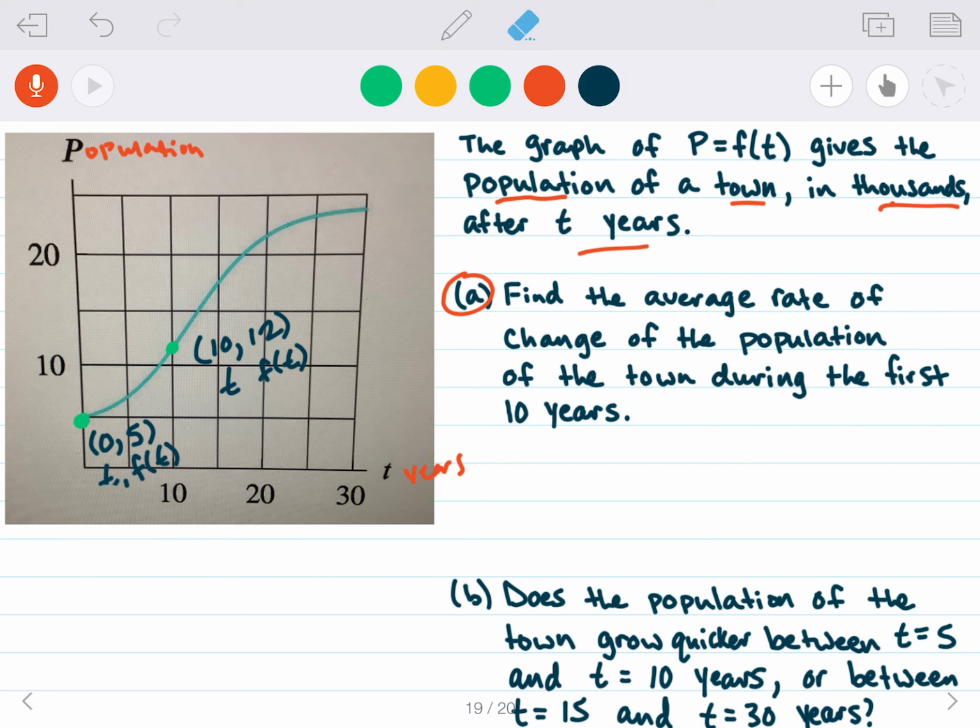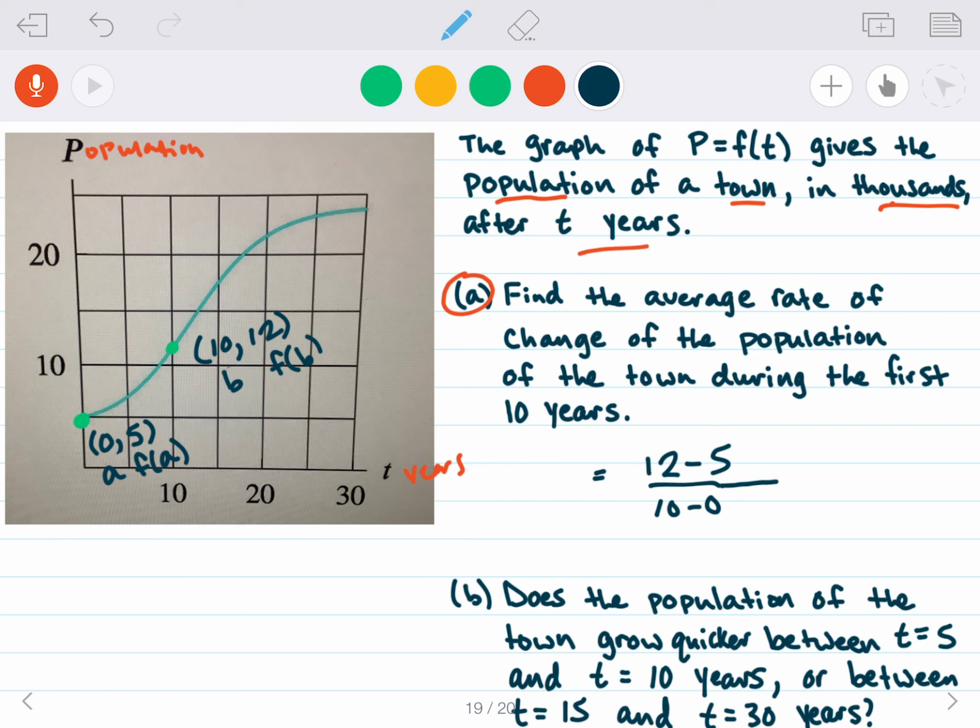And actually, maybe we can label this as A and B. So our starting input is a, and then our starting output is f of a. And then we have b comma f of b. So let's figure out what the steepness of this line segment is that connects those two. Okay, so let's go ahead and do that. We have f of b, which is 12 minus f of a, which is 5, over b minus a.